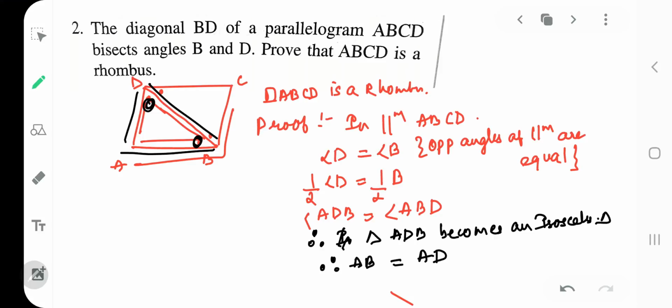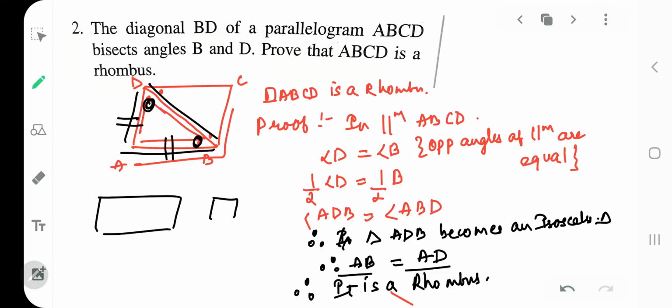Got my point? And once you got AB is equal to AD, that means adjacent sides are equal. So we can say, therefore, it is a rhombus. A parallelogram will become a rhombus when its adjacent sides are equal. So it became a rhombus. It was an ABCD parallelogram, but we made it a rhombus.